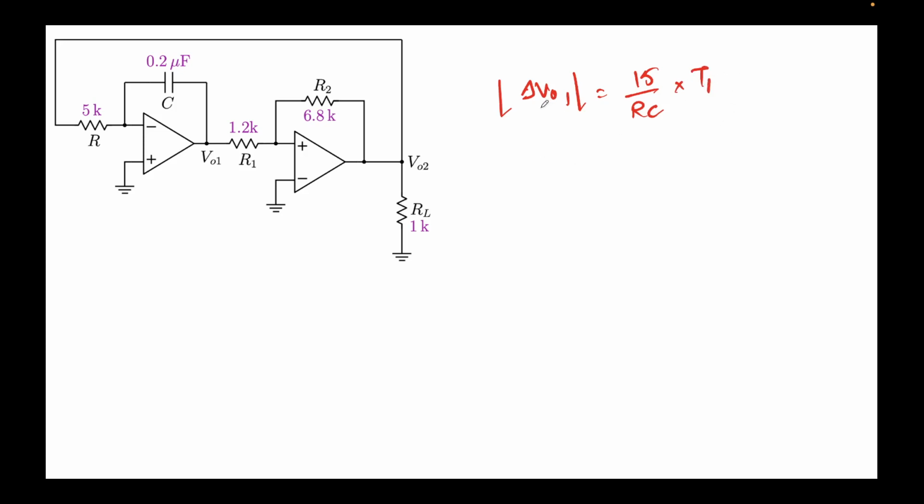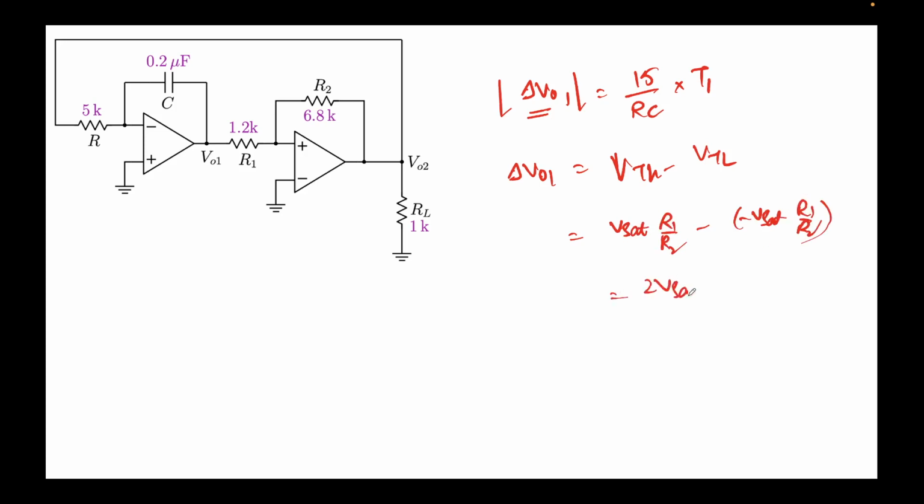Okay, so delta V01 was the swing, right? And how did we obtain the swing? This delta V01 was nothing but VTH minus VTL. VTH we saw was VSAT R1 over R2, and this was minus VSAT R1 over R2. So this turns out to be 2 VSAT R1 over R2. Let's put this value here and let's see what the expression comes out to be.